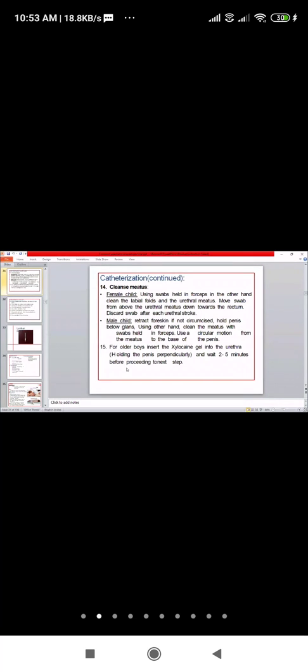For older boys, insert the xylocaine gel into the urethra, holding the penis perpendicularly, and wait for 2 to 5 minutes before proceeding to the next step. Insert the catheter until urine flows. Advance 2.5 to 5 centimeters more. Then inflate the balloon with distilled water. Gently pull the catheter until resistance is felt. Connect the catheter to the drainage system.